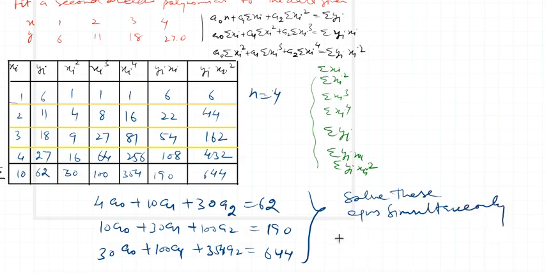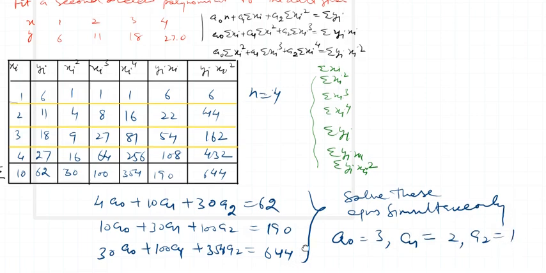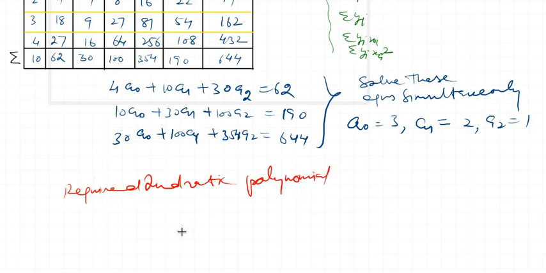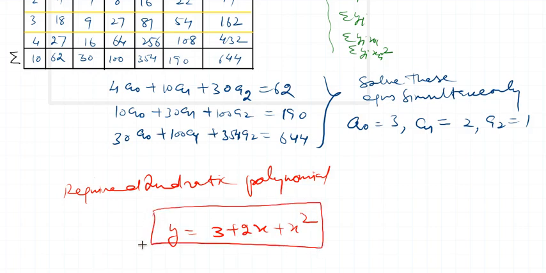we obtain a0 is equal to 3, a1 is equal to 2, I am not solving it, you can solve it on your own, and a2 is equal to 1. So that means we can obtain the required quadratic polynomial. The required polynomial is y is equal to 3 plus 2x plus x square. That's what I am getting.